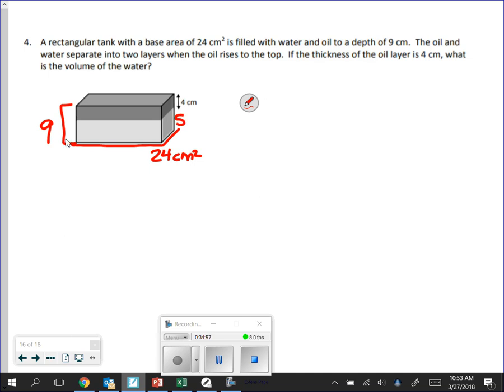Can we figure out the volume of the water? They're not asking for the volume of the tank. They're asking for the volume of the water. Yes. Is it important what numbers made 24? No. It could be 1 and 24, 2 and 12, 3 and 8, 6 and 4. It doesn't matter.